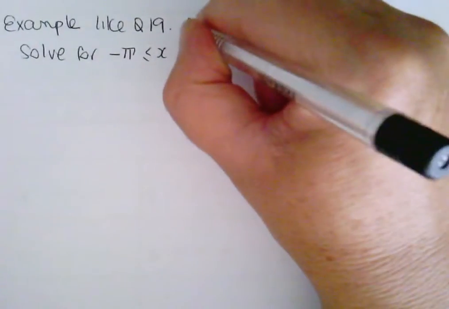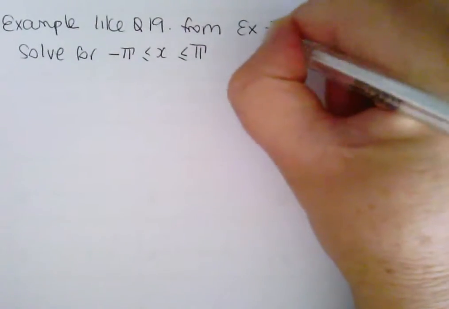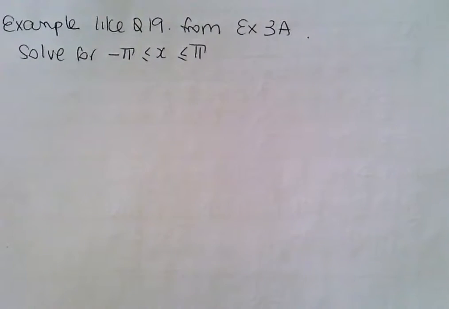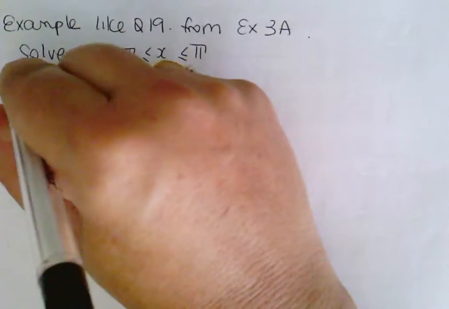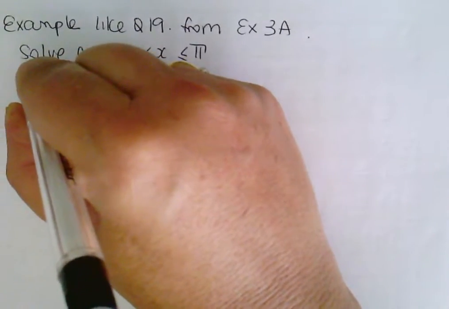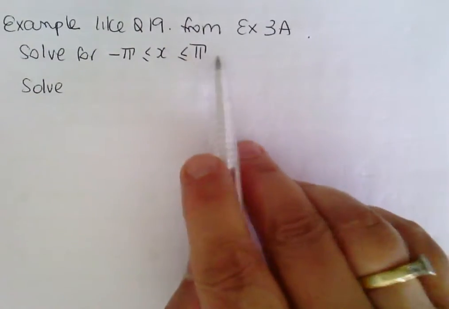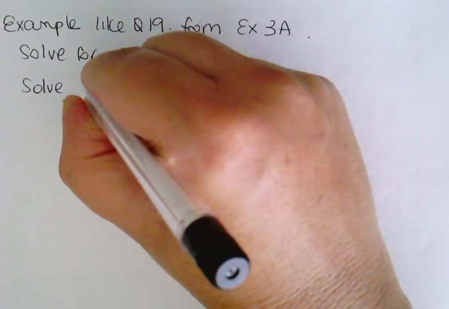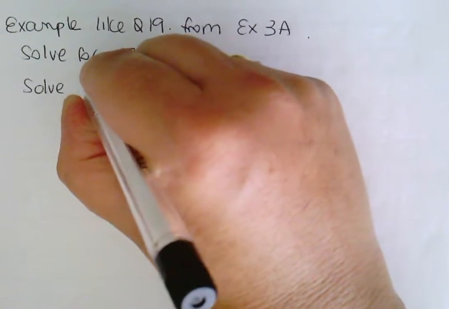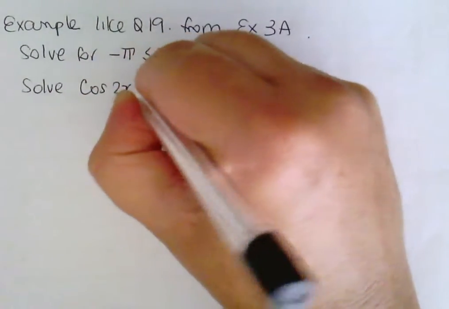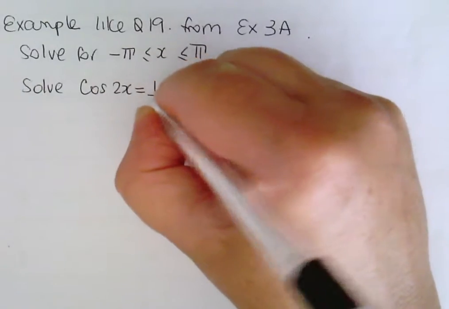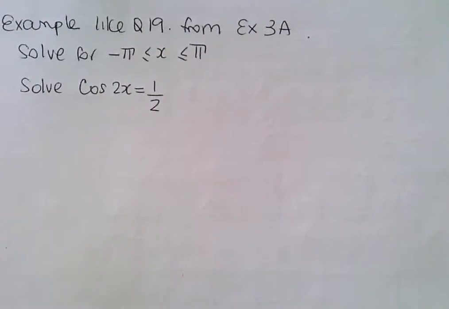So we're looking at questions like question 19. Not going to do those exact questions, just going to change them. So first example I'll do is, solving between negative pi and pi, solve the following. Let's do cos of 2x equals a half. We're solving this. Okay. Oh, this one's not too bad, actually.